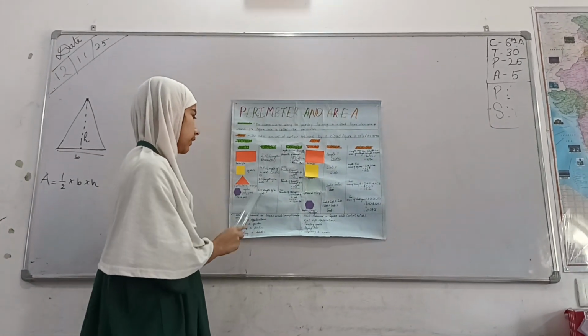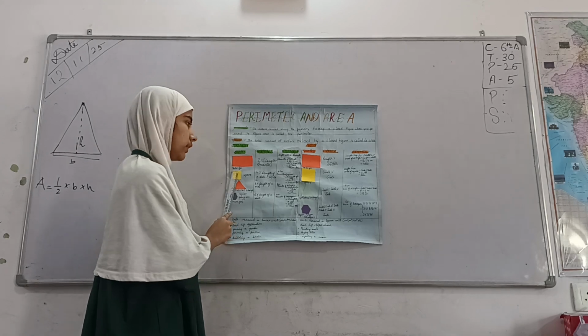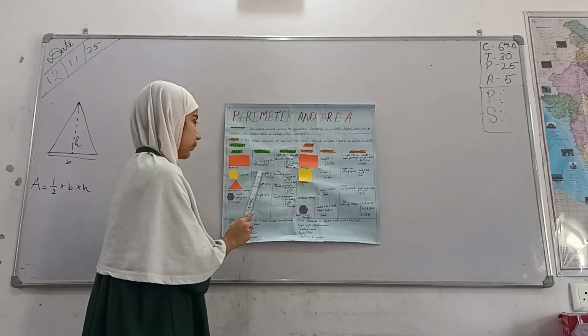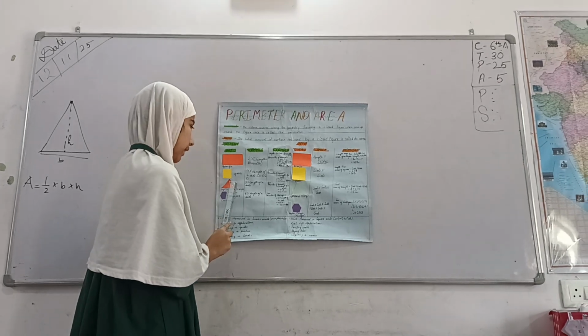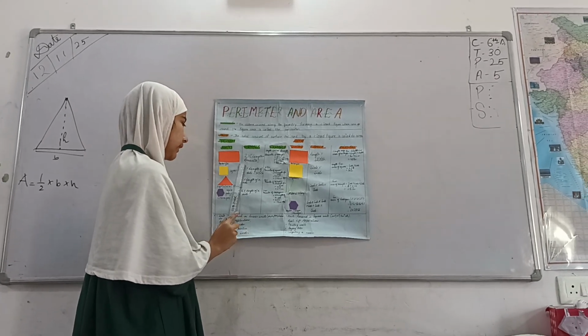Perimeters, shapes and their formula. Shape number 1, rectangle. Formula: 2 into length plus breadth. Shape number 2, square: 4 into length of a side.